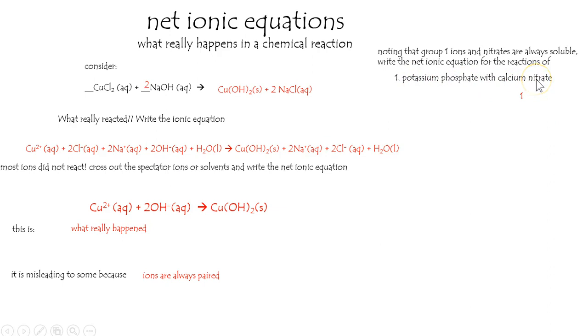Potassium nitrate is going to be one of the products. The other one will be calcium phosphate. This has to be our precipitate. It doesn't have the group 1 ion. It doesn't have the nitrate. So that is your big focus.